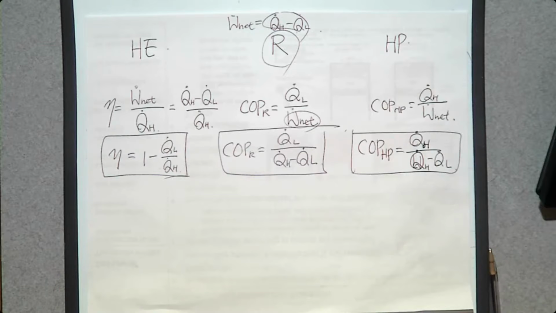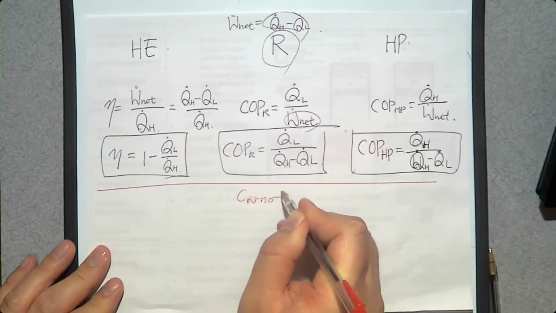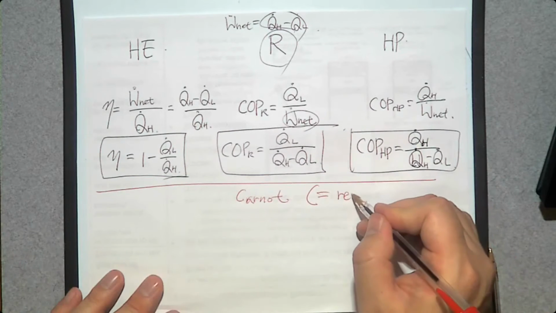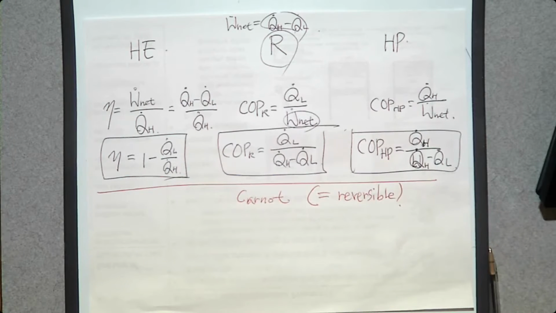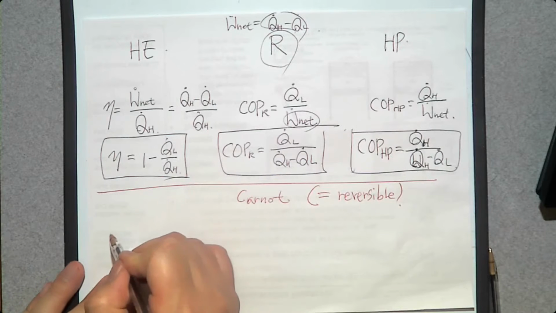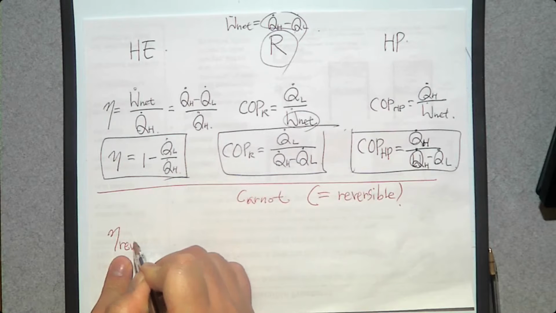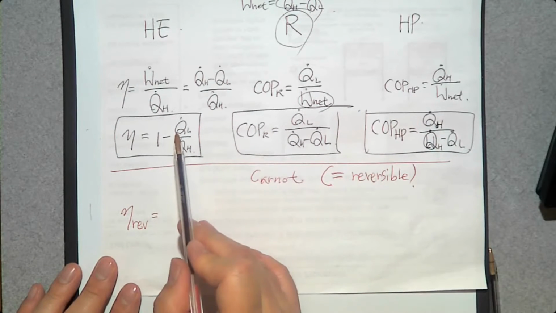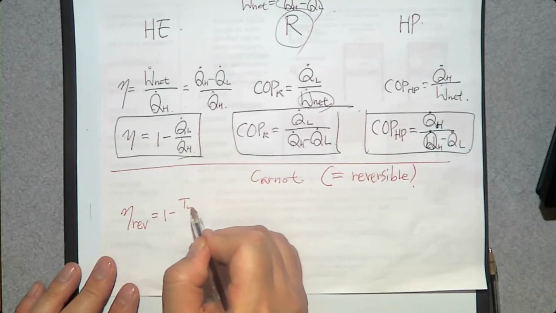Then, if we say we have a Carnot system, in other words, the cycle is completely reversible, so it has all reversible processes inside. If you assume that, the efficiency of this ideal heat engine, which is reversible, can be determined very simply. You just need to replace this Q with temperature T. 1 minus TL over TH.